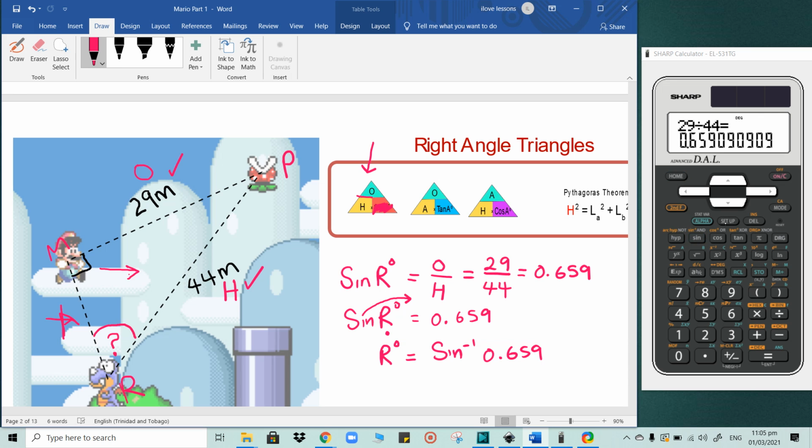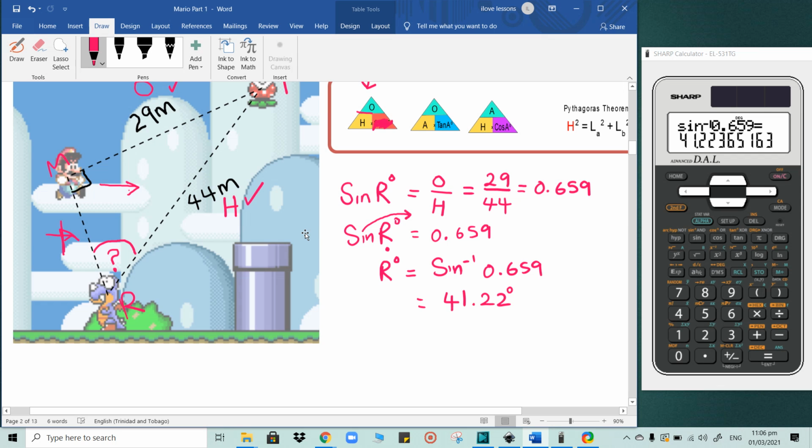Now, sine and sine inverse, that is sine with the -1, are not the same. They're opposites. So don't make the mistake and press sine 0.659. Please don't do that. You want sine inverse. So you press second function, sine 0.659. And when we do that, we will get 41.22 degrees. So we have the angle R now, and that's the end of the question. Let's move down now. It's the same here.